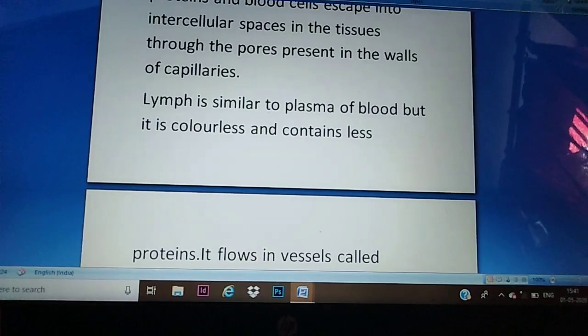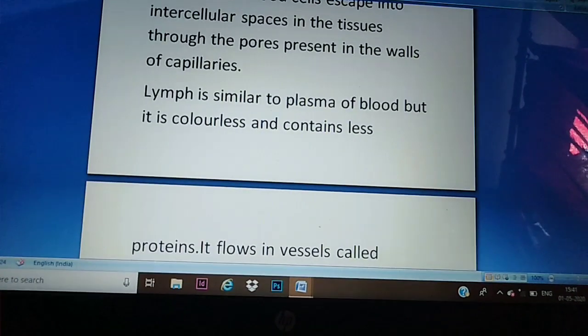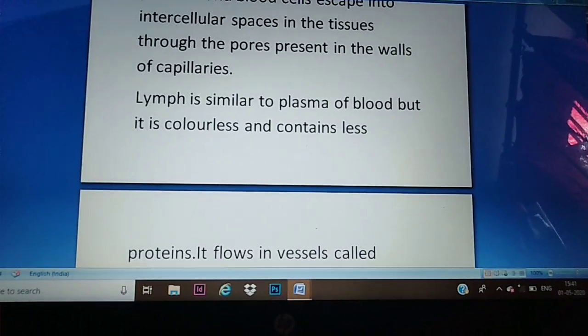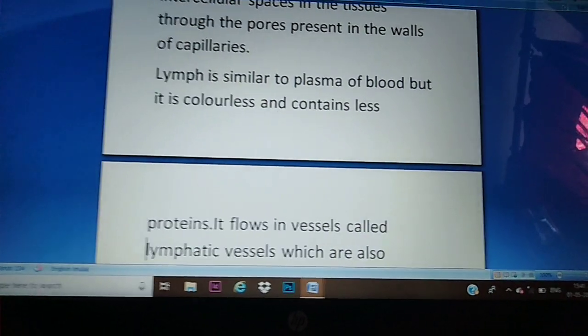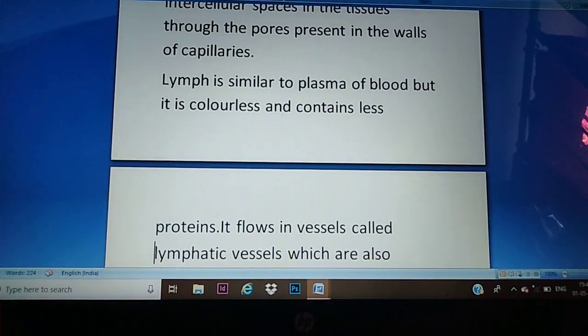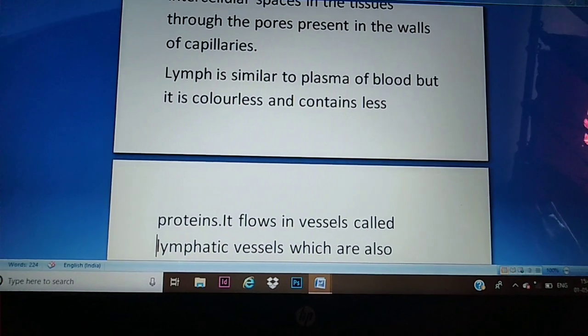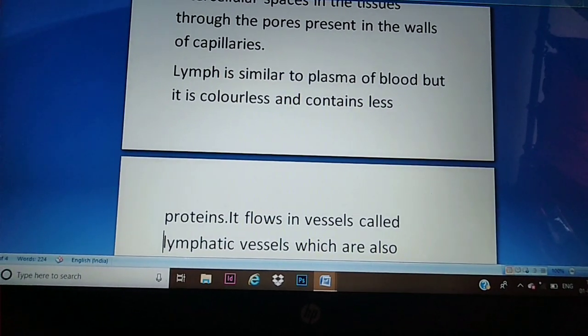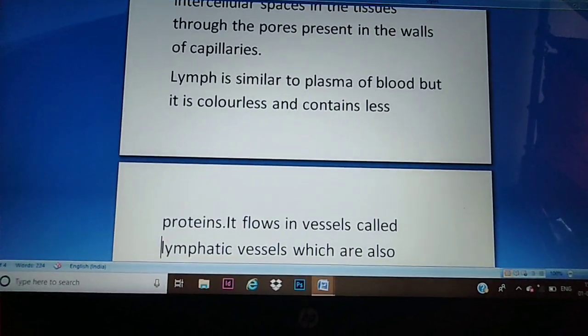So lymph is similar to plasma or blood. Just as plasma is mainly constituted of water, lymph also has the same constitution as plasma, but it is colorless and contains less protein.